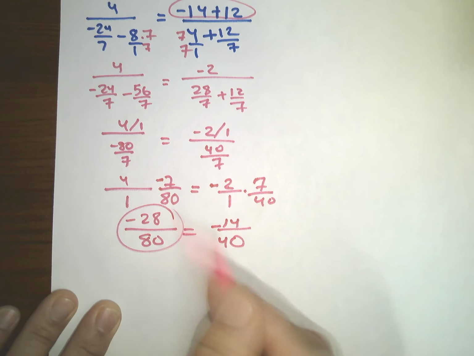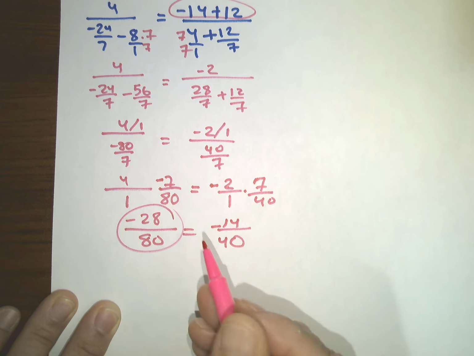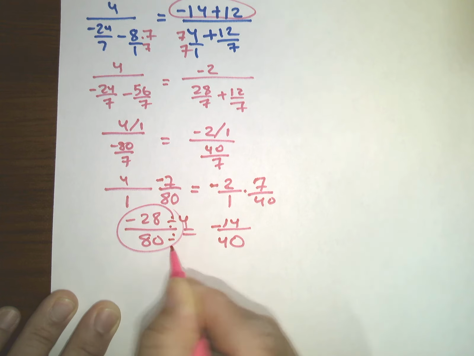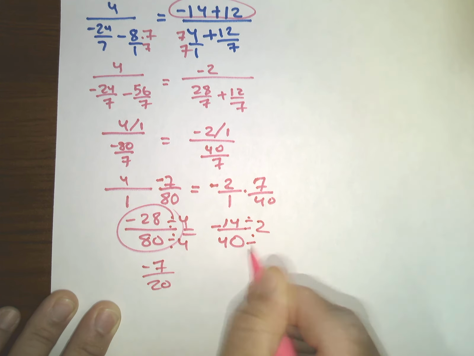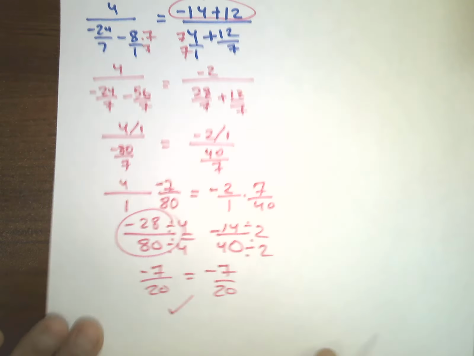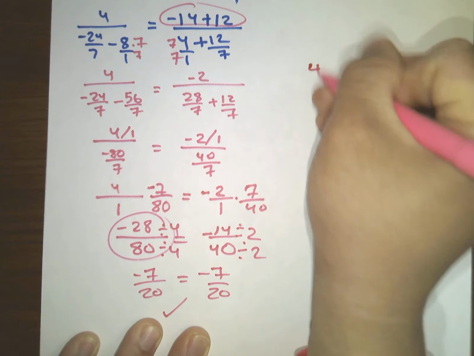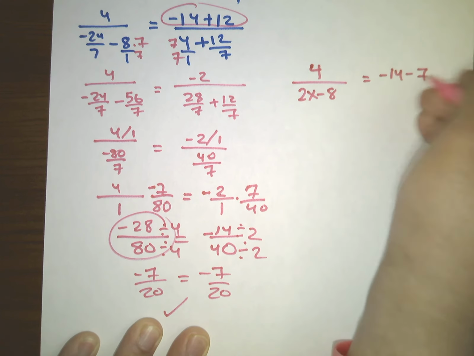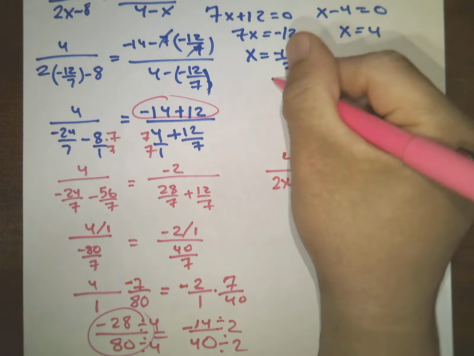So if I reduce this one, I can divide out a common factor that looks like it's just a 4, so that will be negative 7 over 20, and if I divide out a 2 here, I have negative 7 over 20, and both sides are the same, so that is one of the solutions. And then I should check if x equals 4 is a solution. So if I do that, that was the other solution, right? So this one is a solution.